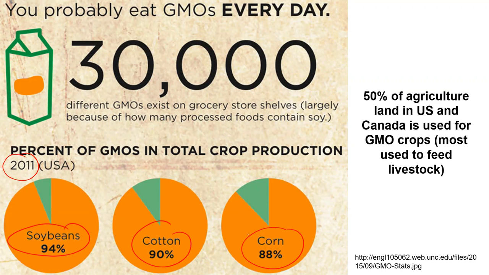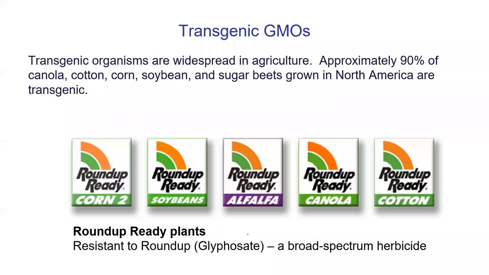And corn and soybeans are used to feed livestock. And so, you know, we're trying to increase yields, make them pesticide resistant and all that. And so genetic modifications can do this. And I'll show you one way that genetic modification is used to a very high degree.